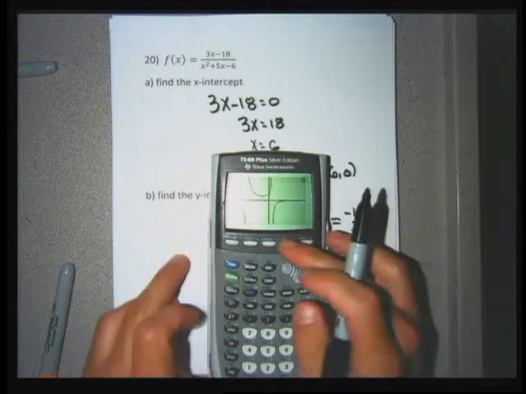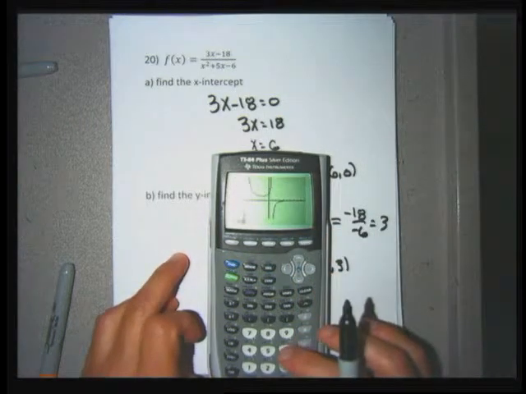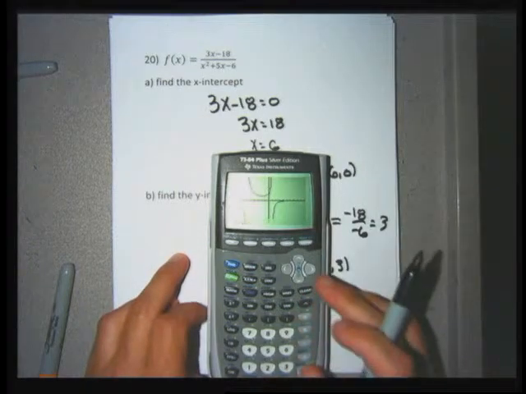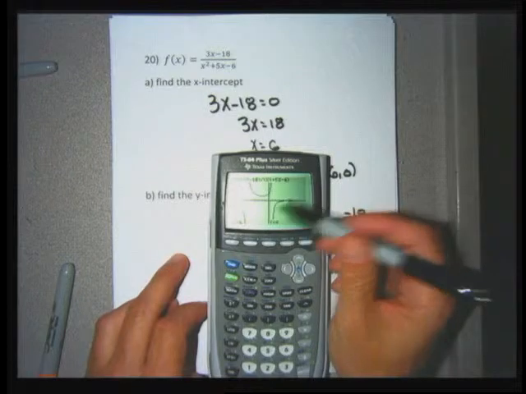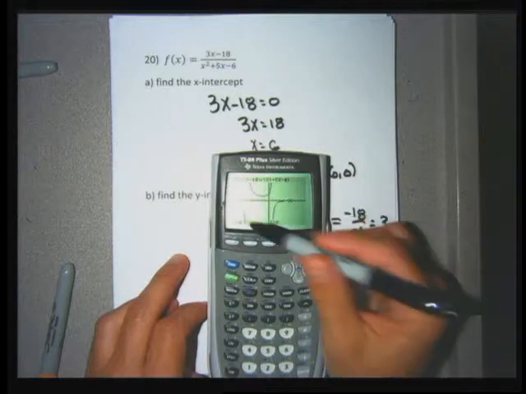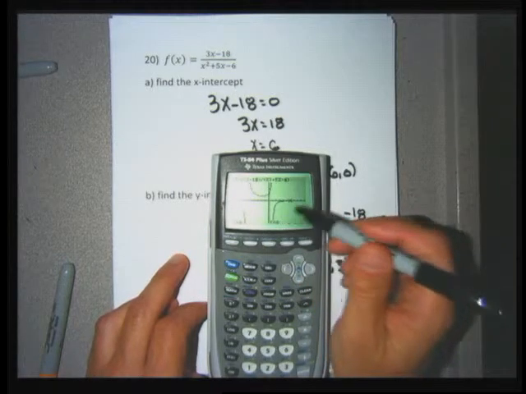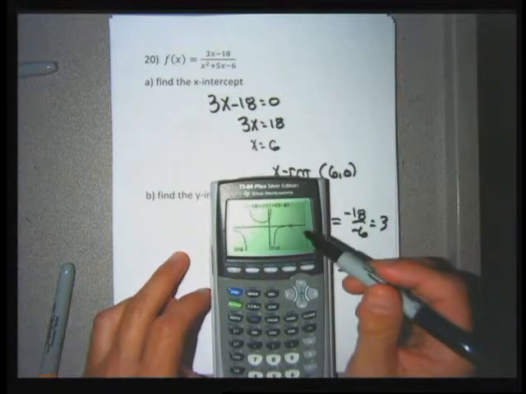I'll go second, calc, value, type in 6 for x. And when I type in 6 for x, I hope to see 0 for y, because then that plots the x-intercept. Even though you can't really see it so well in this window, the graph has an x-intercept of (6, 0). If I typed in 6 and it told me y equals something other than 0, then I would have had the wrong intercept for the x-intercept.